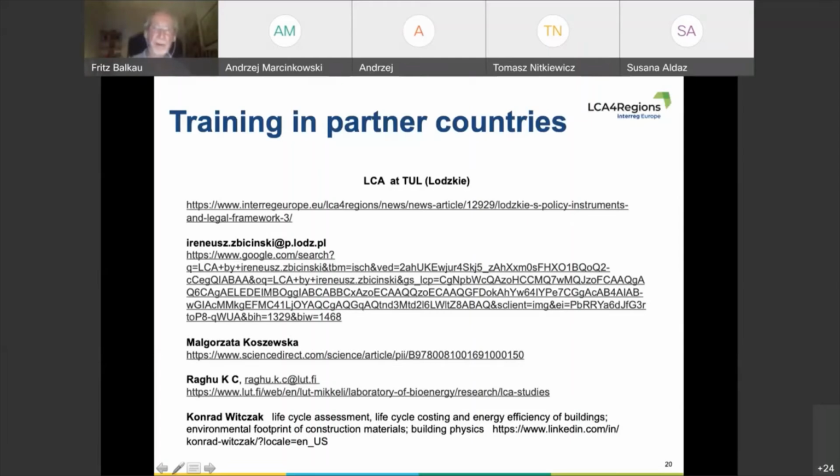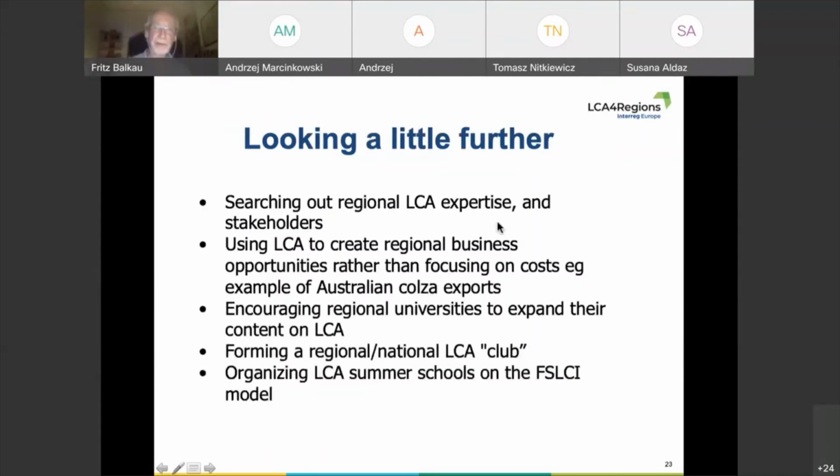While the project itself is designed to learn from each other, a little club of 7 partner regions, even if it has quite a lot to share, it's not the whole world. So sometimes it's also worth looking a little further. Some of the presentations in this TLJ have been useful in looking a little bit further, but we could search out regional LCA expertise in further regions and further stakeholders.